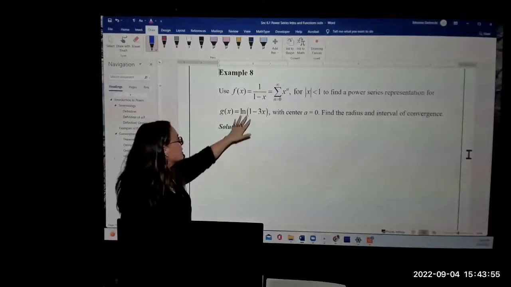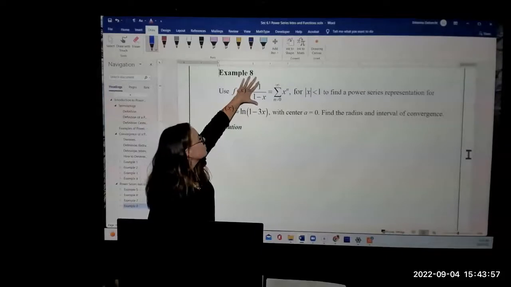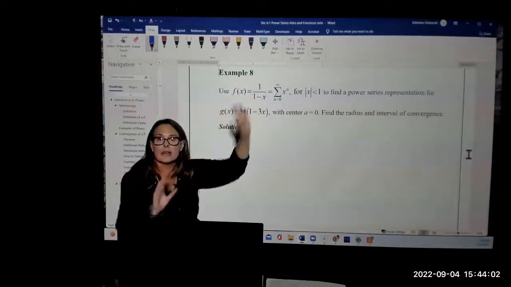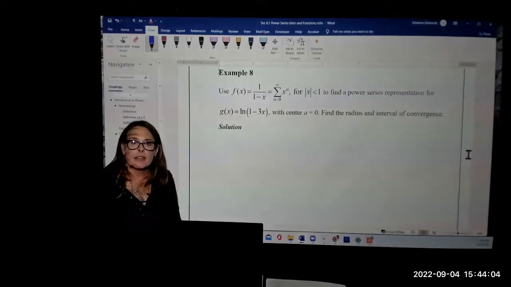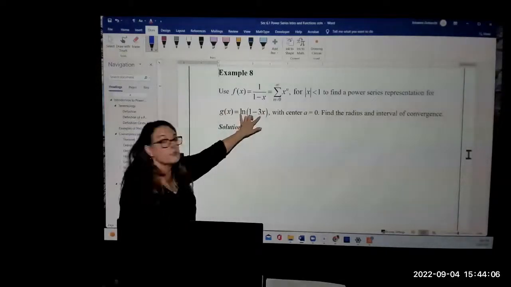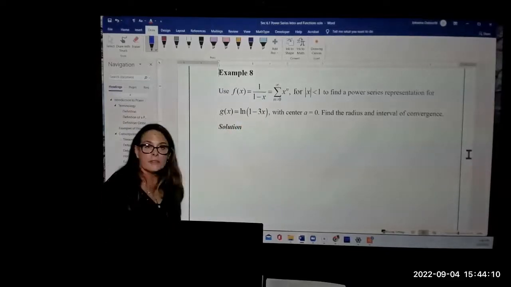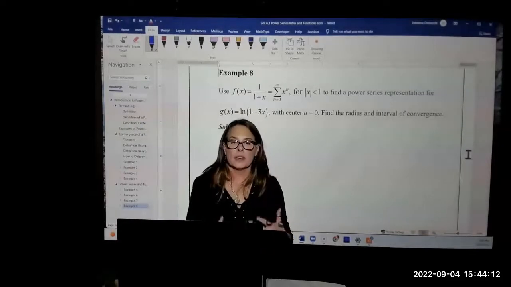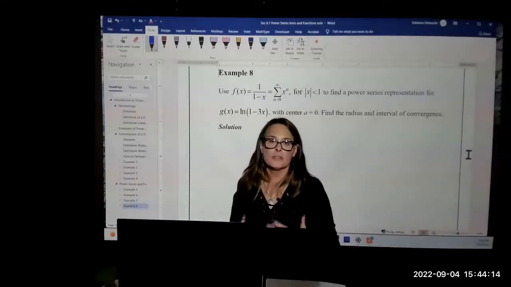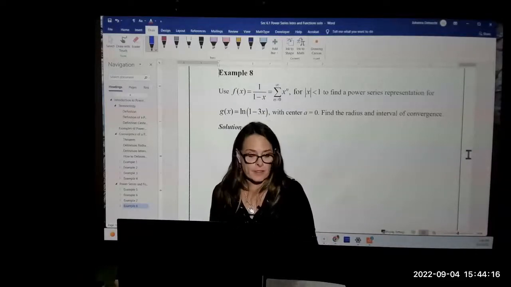And I have to think, well, what could I do to natural log to make it look like 1 over something minus something? How can I get that? Well, I could take the derivative of natural log. So if I take the derivative of g of x, can I represent it in some way that it follows the format for f of x?